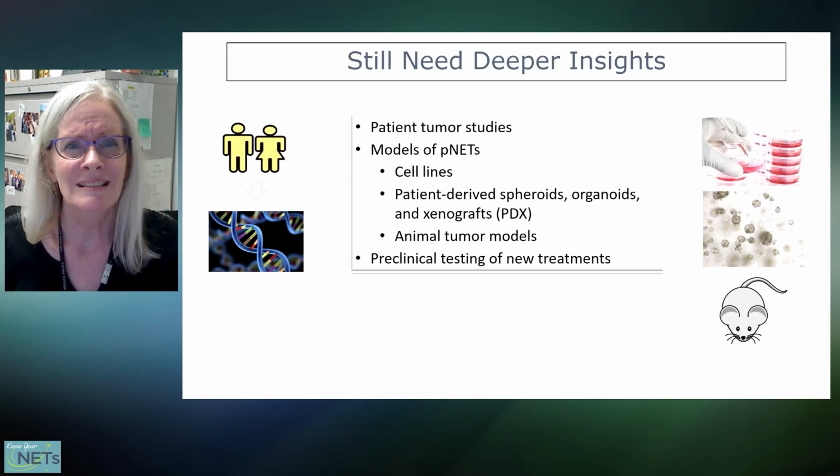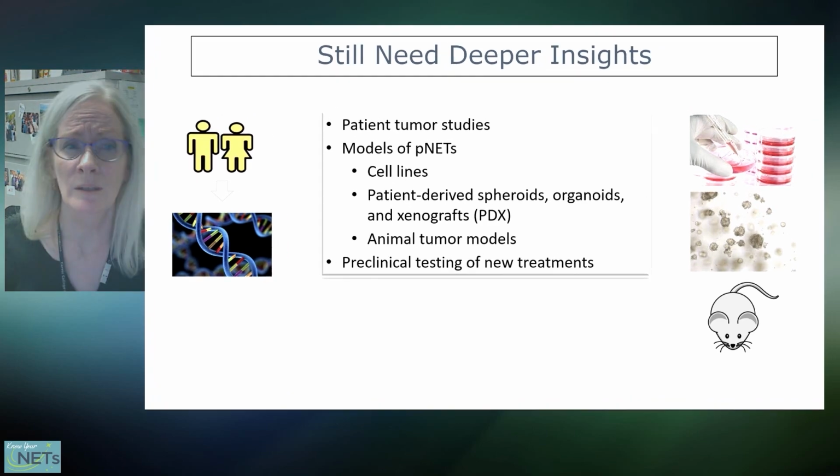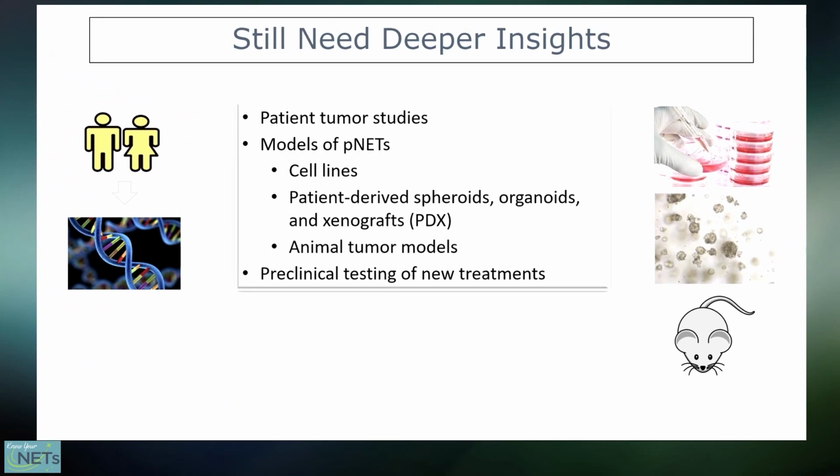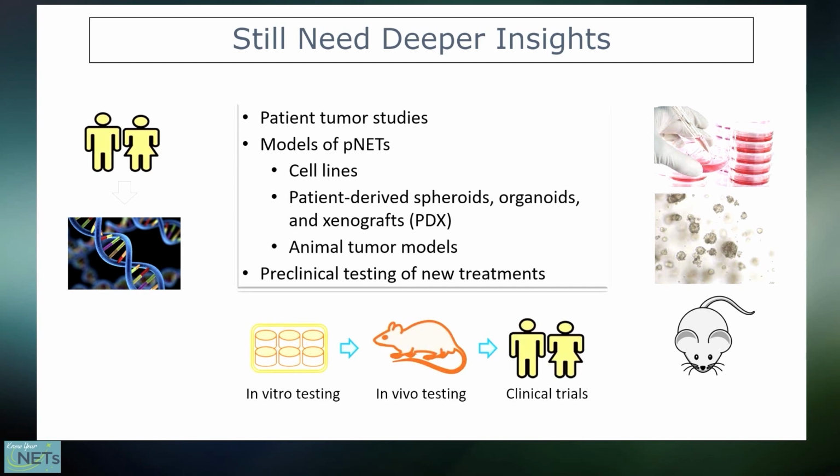This really demands deeper insights into the disease through additional studies of patient tumors, which I won't be talking about today, as well as analyses of PNET models. And those include cell lines, patient-derived spheroids and organoids, and animal tumor models. All of those are really important at facilitating in vitro testing and in vivo testing of new treatments that will guide our future clinical trials.